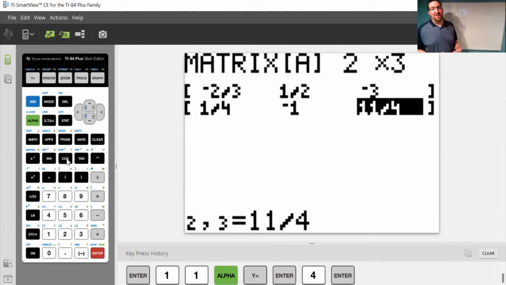Okay, so now I have matrix A input in. Now what I have to do is use this to do something and find something called reduced row echelon form. Let me go back and teach you a little bit about reduced row echelon form.